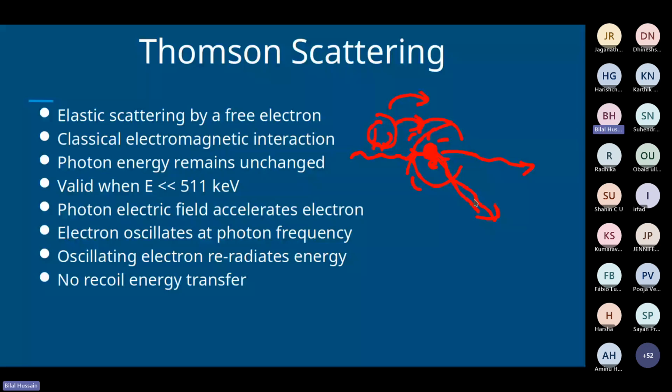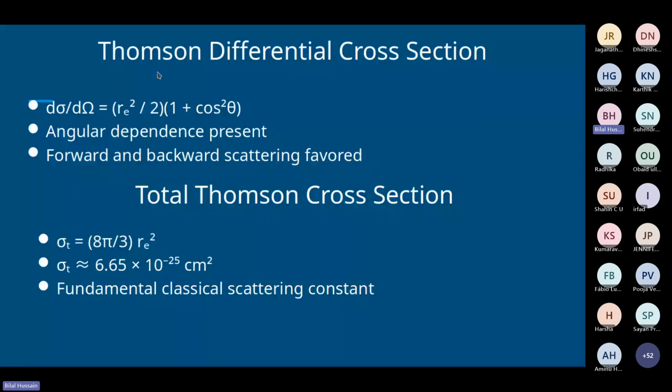So when we discuss the mathematical relationship of the differential cross section of the Thomson, I told you sigma is the cross section. So d sigma by d omega, where d omega is the solid angle. This is solid angle because the photon can go into any of 4 pi radians. That is something to do with the electron radius. Re is the electron radius. Okay, so d sigma by d omega equals Re square by 2 into 1 plus cos square theta.